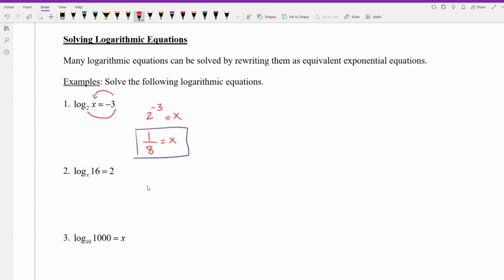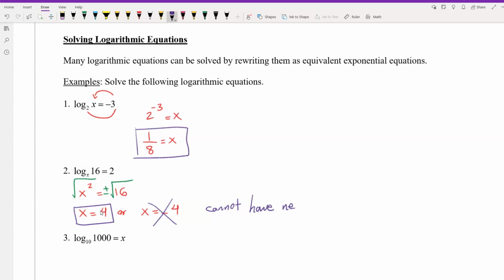Number 2, log 16 equal to 2. Here base x. So x squared equal to 16. Solving for x, we have to use the square root. So on the right side we have negative positive square root of 16. So x is equal to 4, or x equal to -4. But here in this case, our answer is positive 4 because we cannot have negative base. So we cannot have negative base, meaning that answer is equal to 4.